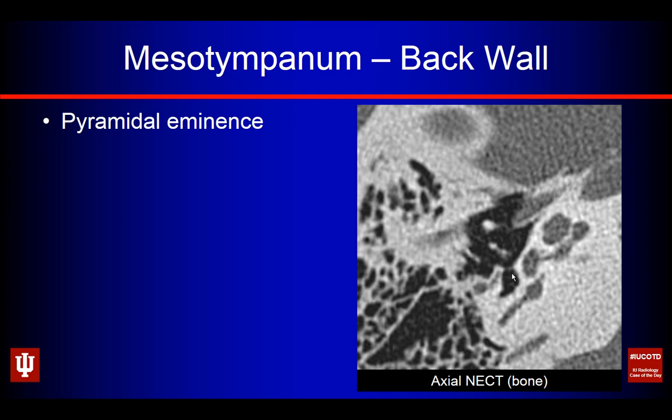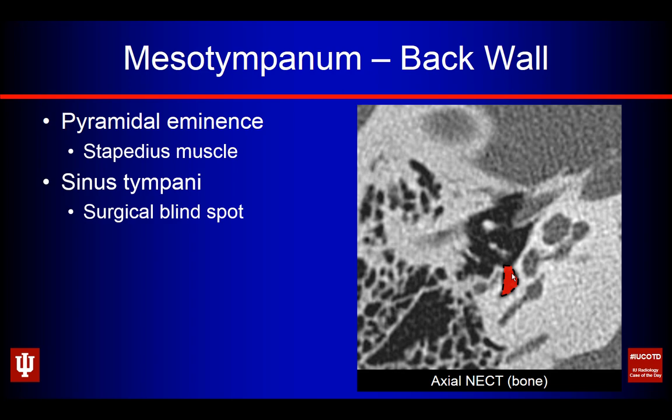All right, look along the back wall of the mesotympanum. I mentioned the pyramidal eminence. This is it right here, denoted in yellow. You can see it's sort of hollowed out, and that's where the stapedius muscle comes through. We also have our sinus tympani that sits medial to that, denoted here in red. That's a surgical blind spot. So when they're going in looking for residual or recurrent or even areas involved with cholesteatoma, with their scopes they can't make that 90-degree turn and look very well along the back wall. So that's an important place.